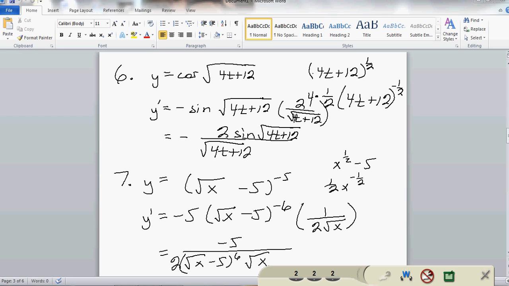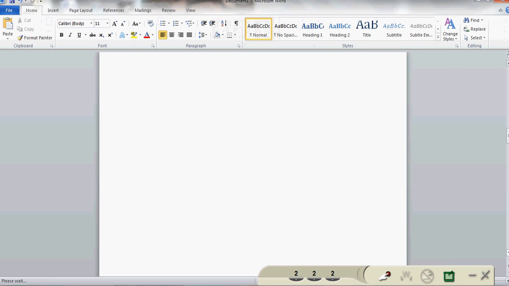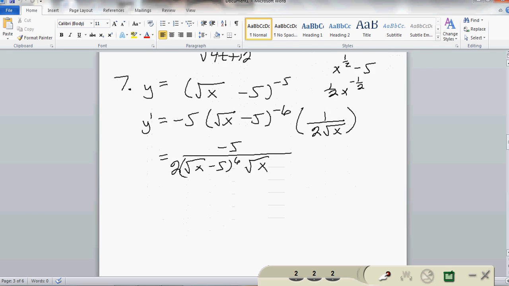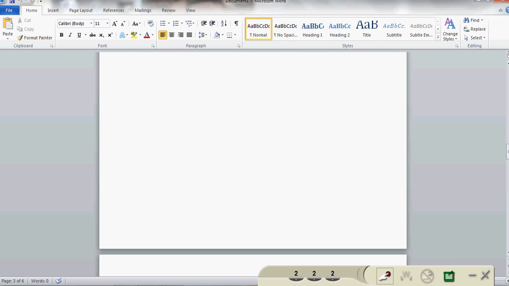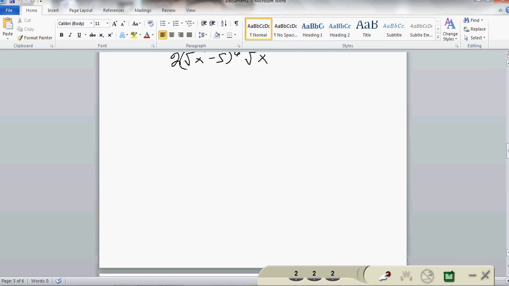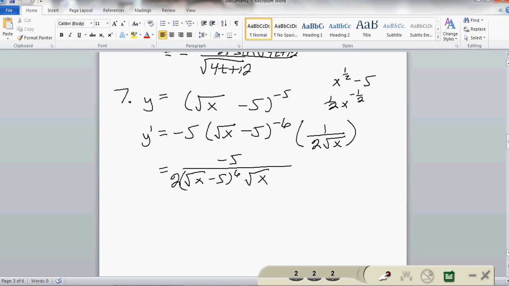-5 over this whole mess, 2 times the quantity root x minus 5 quantities to the 6th power times the square root of x. Oh, wait a minute, we haven't finished it, because now what we need to do is we need to find the second derivative.